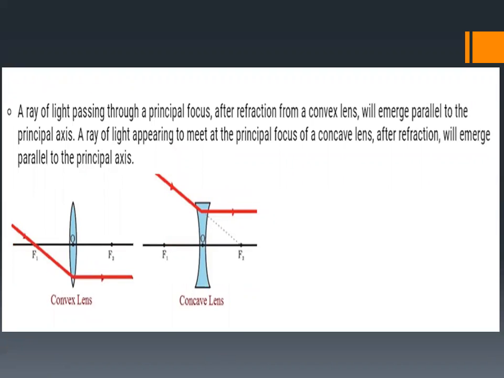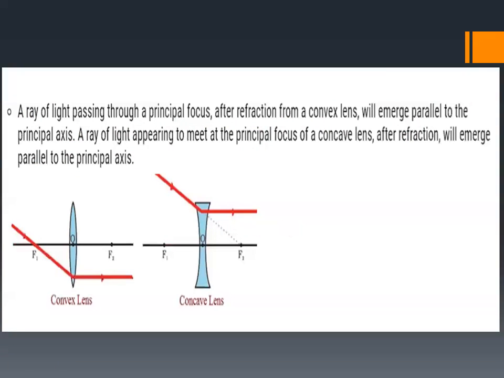And second, the ray of light passing through the principal focus, that is the first focus, after refraction from a convex lens, goes parallel to the principal axis. It emerges parallel to the principal axis. In a concave lens, the ray of light appearing to meet at the principal focus, after refraction, goes parallel to the principal axis.